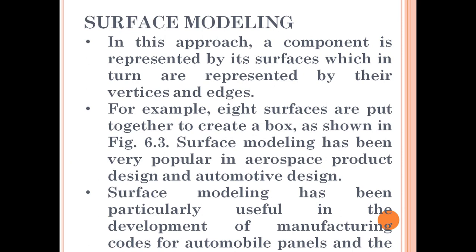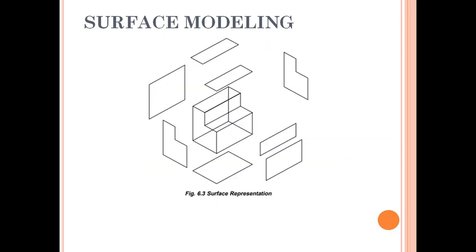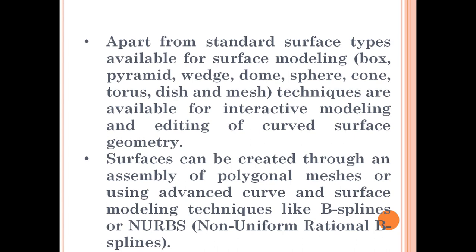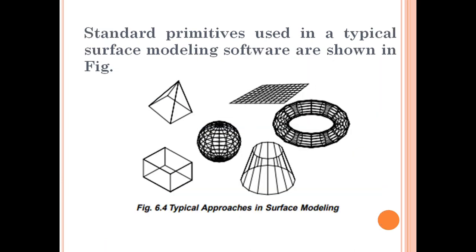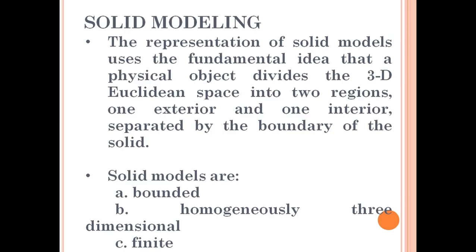Surface modeling. Already you know about zero thickness CATIA modeling. It's a surface model. What you have in a surface in the XY plane, you create a surface. It's a standard box, pyramid, edge, shear, cone. All those things are surface modeling. This is NURBS, non-uniform rational B-spline. This is the model. Solid modeling. In solid modeling, there is a bounded thing. Another one is homogeneous three-dimensional.